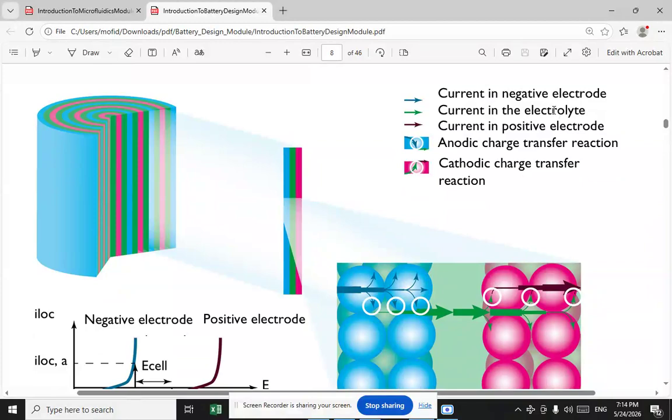The current in the electrolyte is shown with the green arrow, and the current in the positive electrode is shown with the purple arrow. Anodic charge transfer reactions are shown with the curved arrow to the downside, and cathodic charge transfer reactions are shown with the green curved arrow up to the upside.